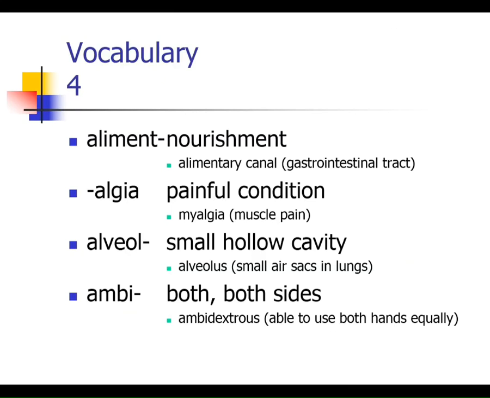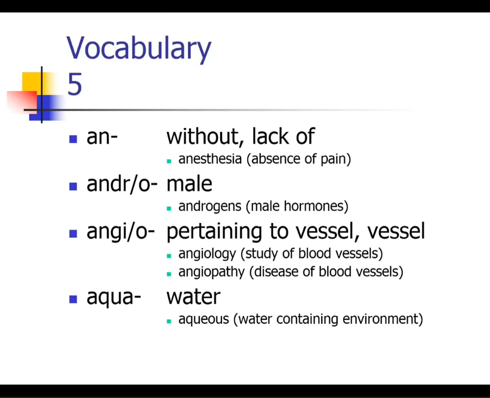I'll go through one more today. AN is just like A. It's another negating term, meaning without or lack of. Anesthesia, a lacking or absence of pain. Andro, male. Androgens are the male hormones. Angio, vessels or pertaining to vessels. And then finally, aqua is water.